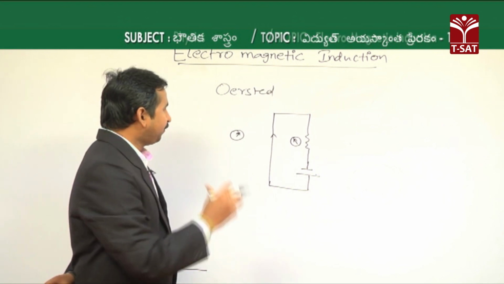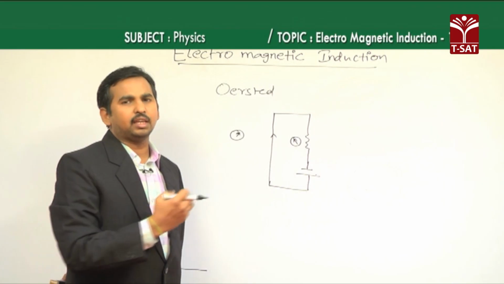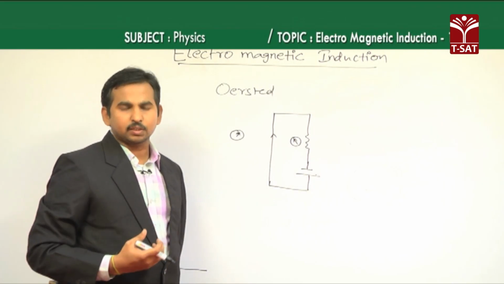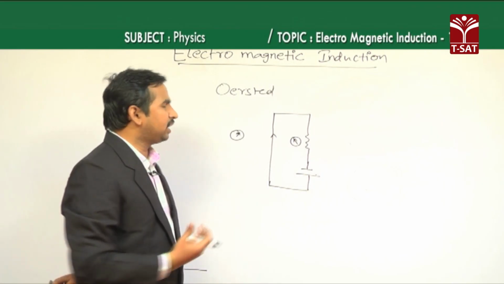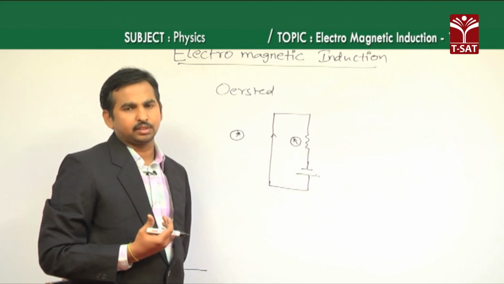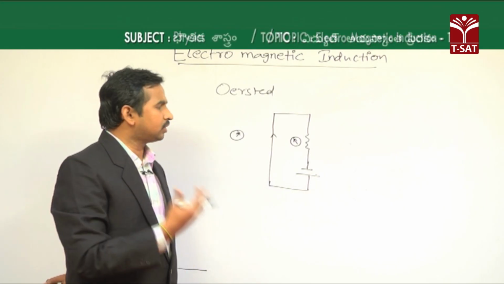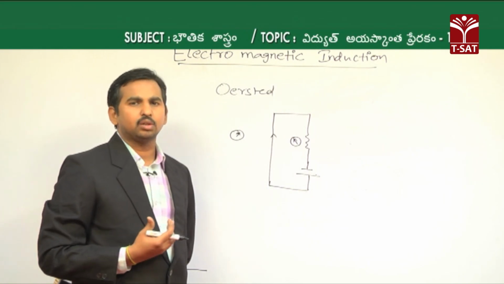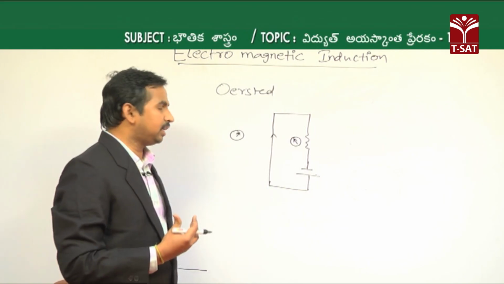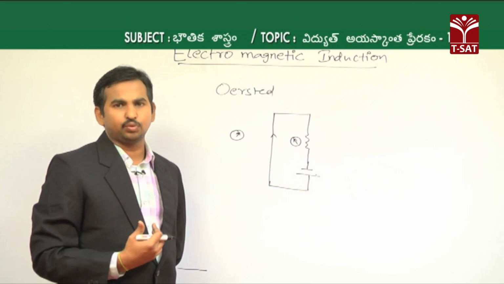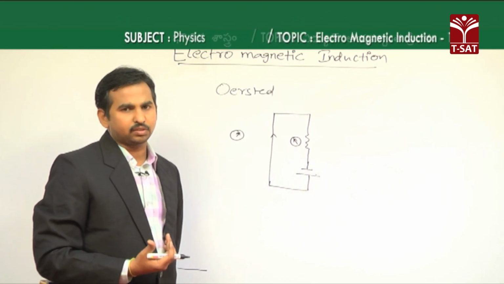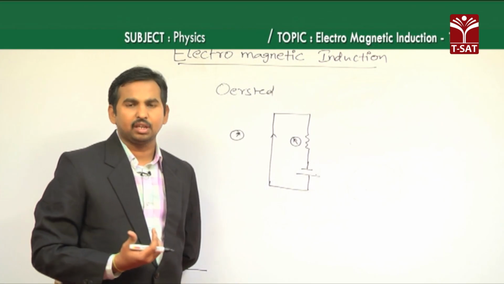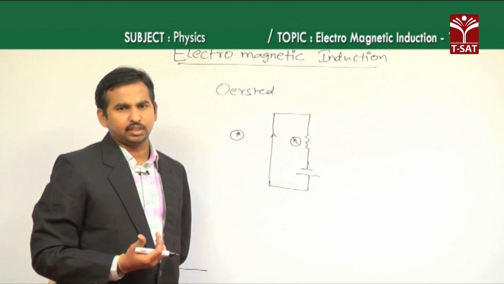So from this we can conclude that when a current carrying wire is present, around it we have a magnetic field. Or not only that, we can also say that whenever a charge is moving, because current is nothing but the rate of flow of charge, whenever a charge is moving or getting accelerated, around it we have a magnetic field.